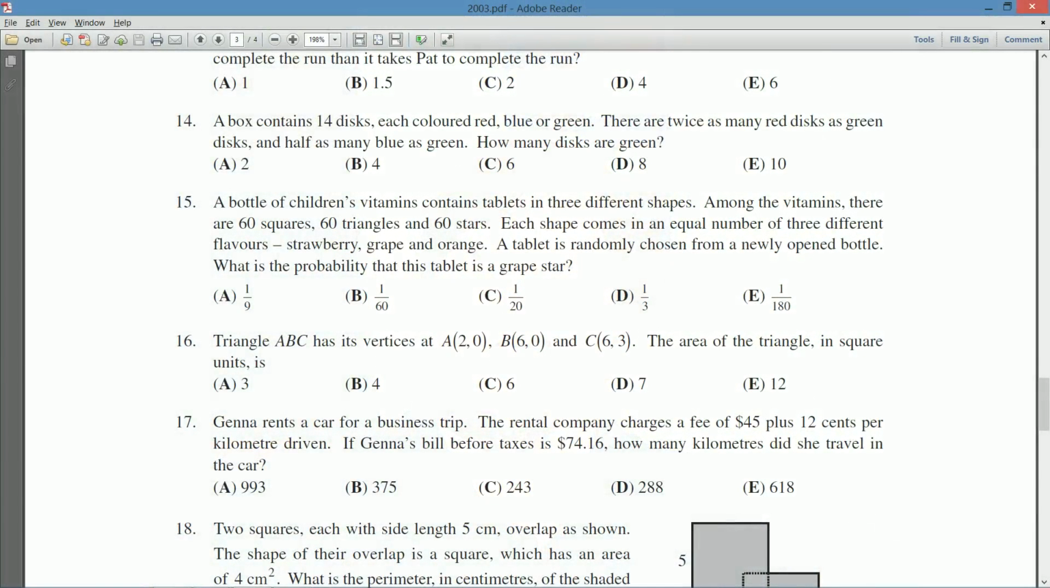So triangle ABC has its vertices at 2, 0 for A, 6, 0 for B, and 6, 3 for C. The area of the triangle in square units is.